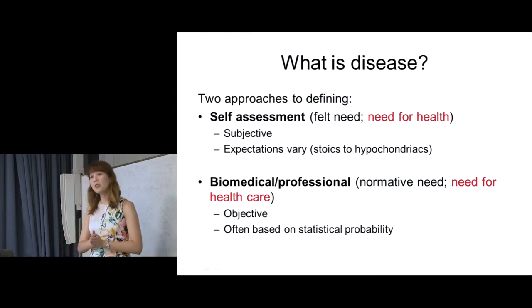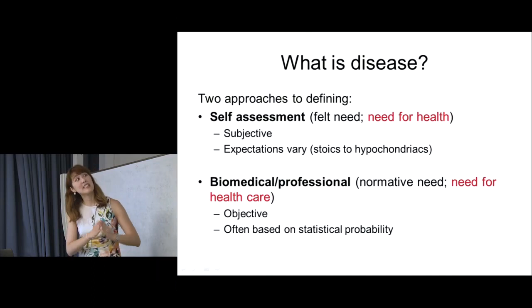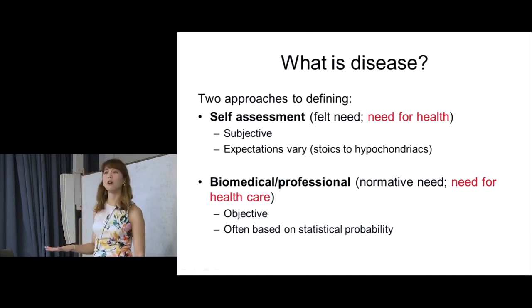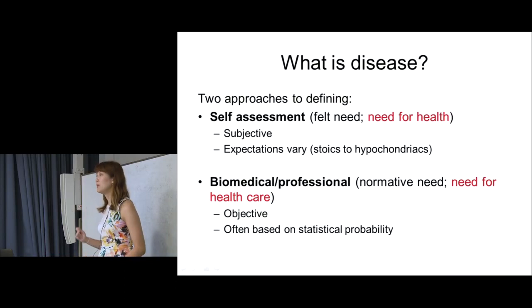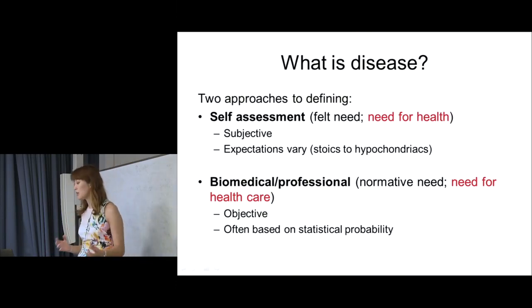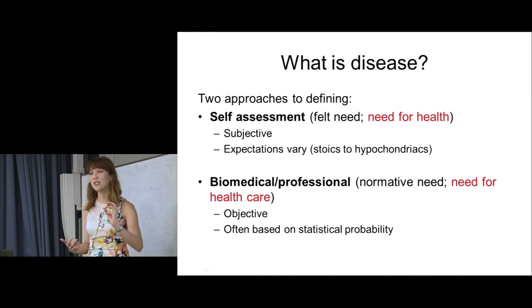Also, what people do and what they expect from headaches vary. The Stoics think, I'll just sleep it off. It's a headache, I can sleep it off. I don't trust pain medications, no way, sleep it off. The hypochondriacs, on the other hand, are like, oh my goodness, it might be a brain tumor, I better go see my doctor now. So it is very variable. And this is all a subjective assessment. It's not concrete in any way.